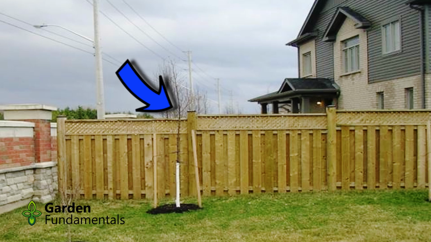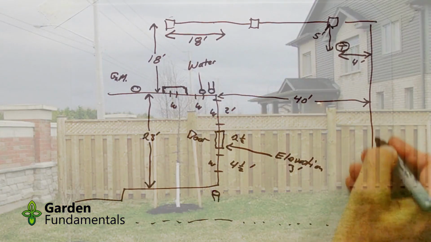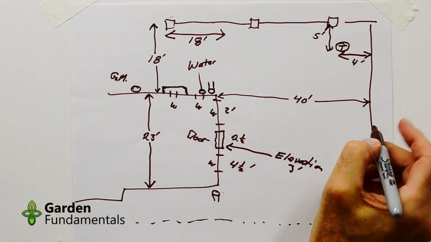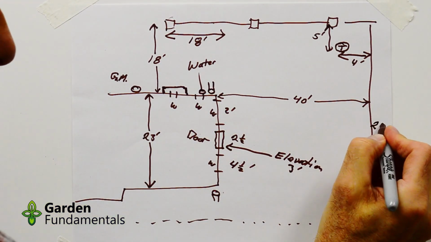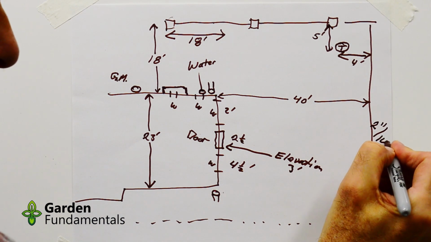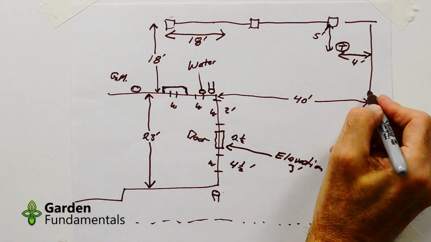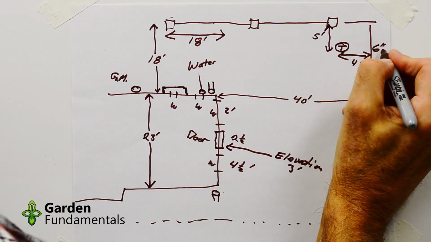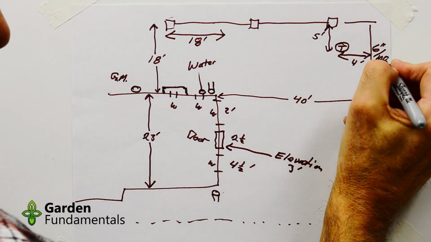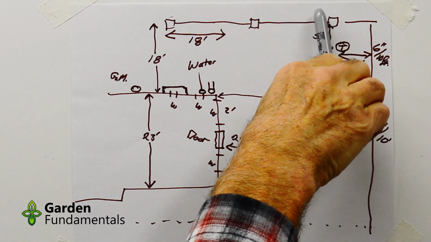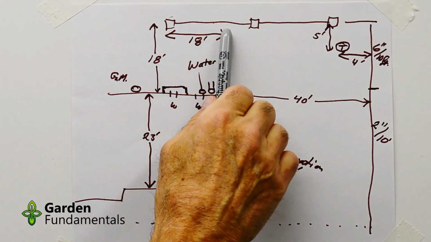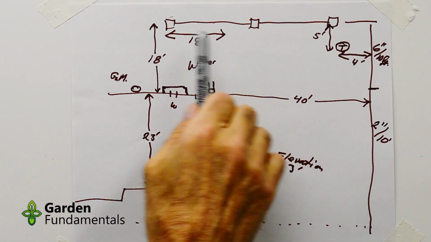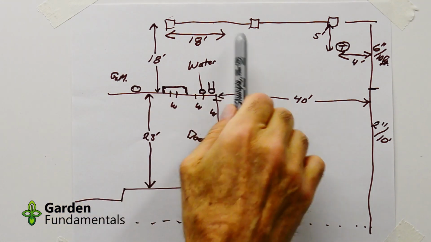Now, I'll show you how to measure slope in a few minutes. So what I found is that the slope in this part of the garden is about 2 inches per 10 feet. But once we get down to about here, it increases to 6 inches per 10 feet. There's a drop off towards the wall. And that's going to become really critical in this design. And I'll explain that in a future video.